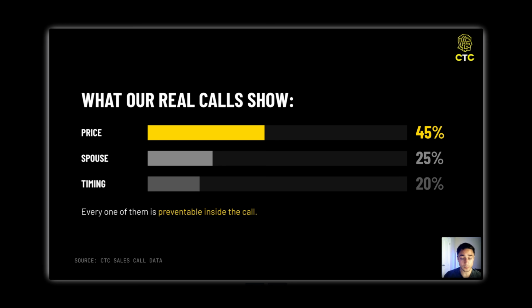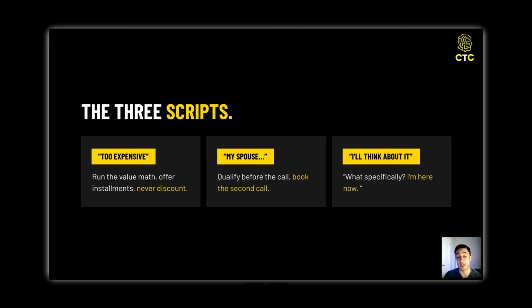And based on pretty much actual data that we've seen firsthand from our own founders, as well as my own calls for the business, the number one objection really is about price, then it's about a spouse or a business partner making a decision, and then it's about timing. But every single one of them is preventable inside the call itself. If they say it's too expensive, run the value math, offer installments, never discount your full price.